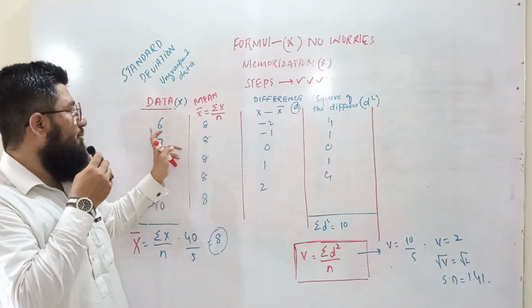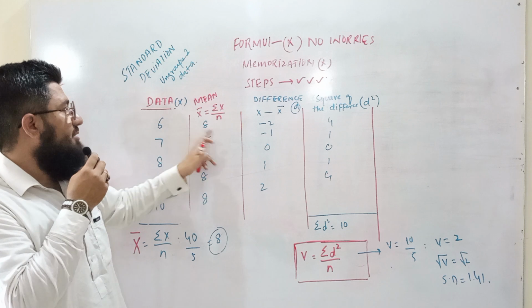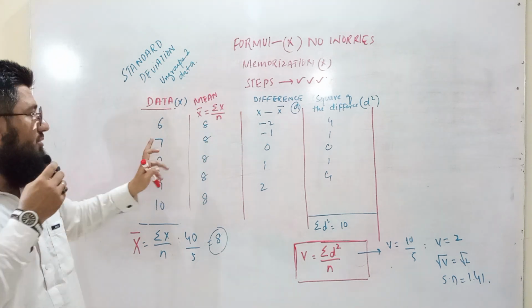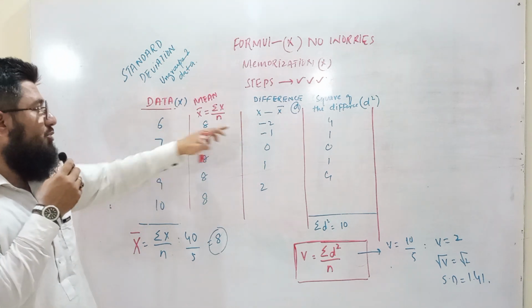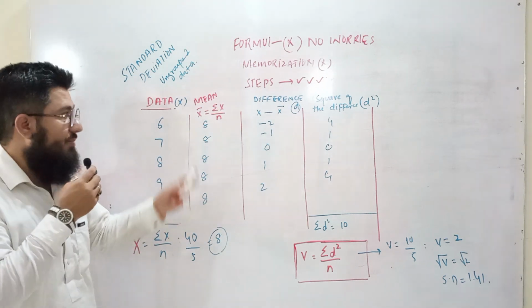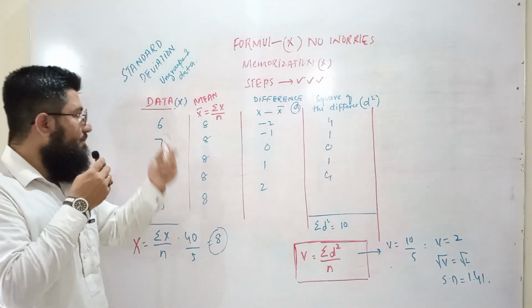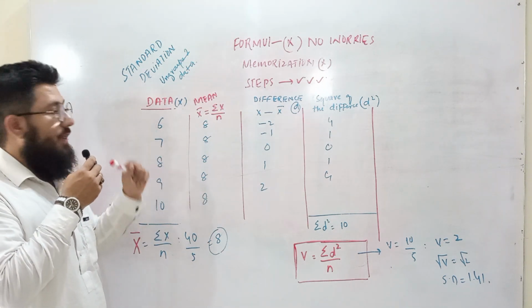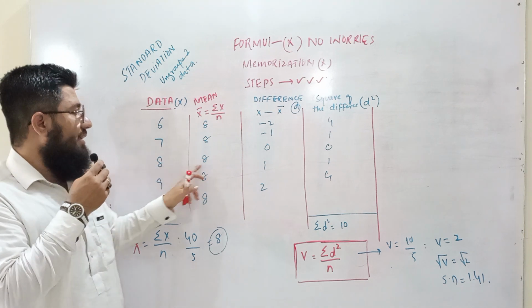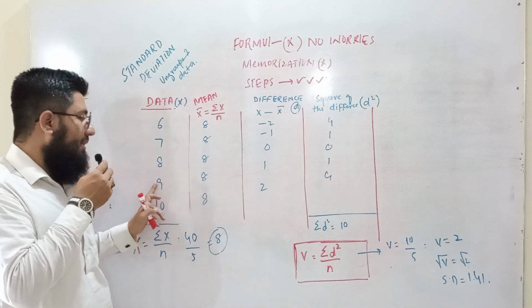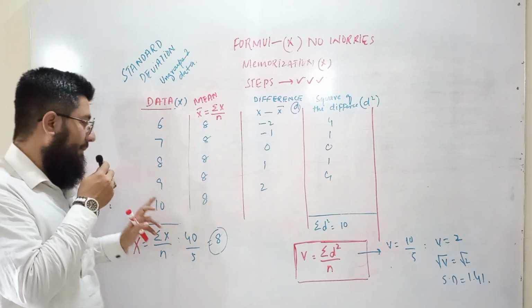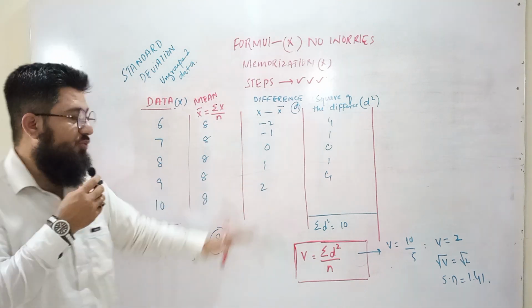Data point 6 minus mean 8 is minus 2. 7 minus 8 is minus 1, because 8 is a bigger number than the preceding one, this one. Then we have the next one, 8 minus 8, 0. 9 minus 8, 1. 9 is bigger than 8, that's why we get 1 here. 10 minus 8, 10 is bigger, so we get 2.